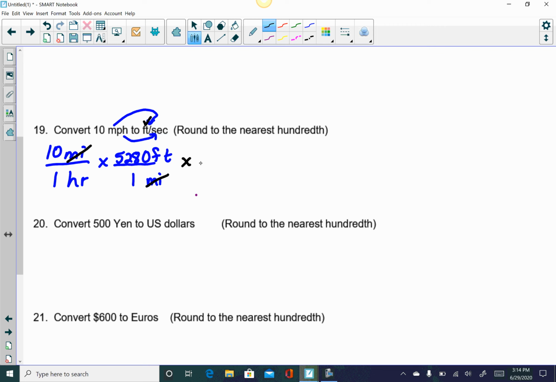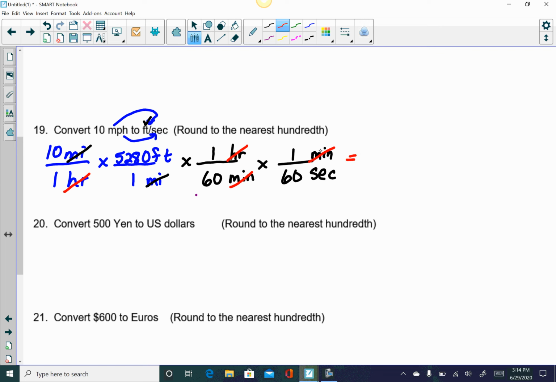So I keep going. To get rid of my hours, since hours are on the bottom, I'm going to put hours up top. And we can't go directly from hours to seconds. We'd likely go from hours to minutes. And we know that there are 60 minutes in 1 hour. So now at that point, hours cancel out. So you're left with feet per minute. So we're almost there. One more step to get rid of those minutes, since minutes are on the bottom, put minutes up top. And we can go from minutes to seconds. We know that there are 60 seconds in 1 minute. From here, those minutes cancel out, and I'm left with seconds.